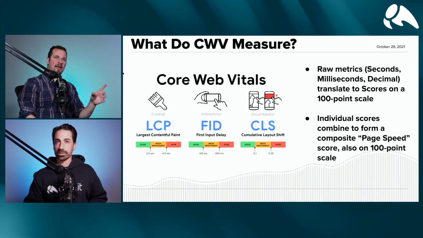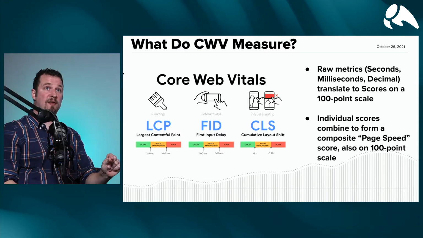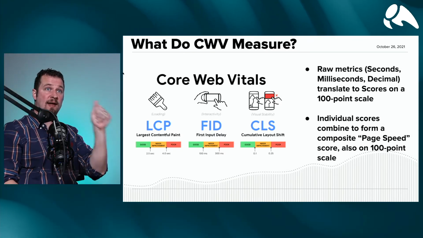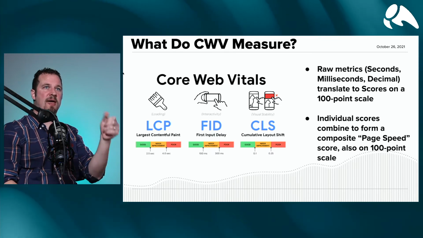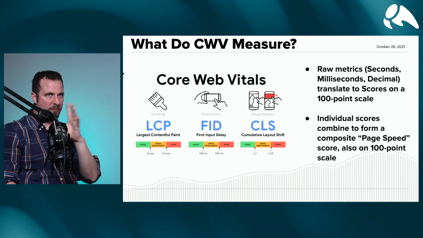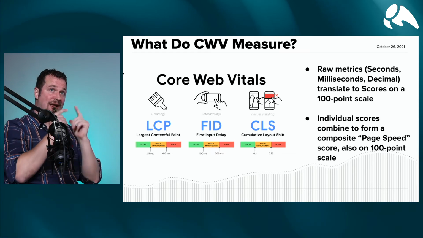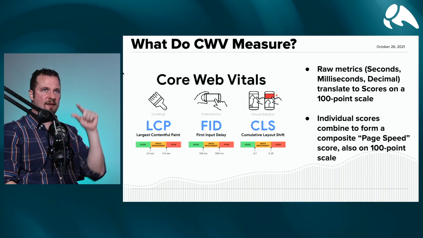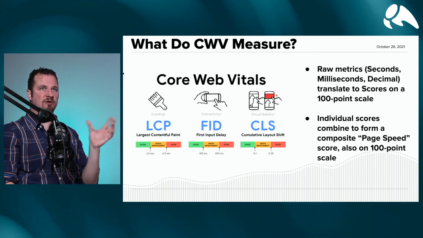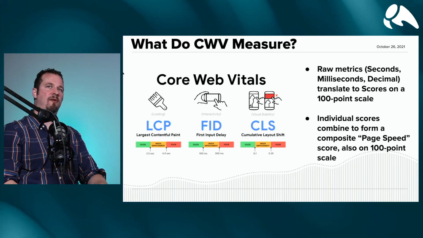These raw metrics are very specific benchmarks that are tangible, right? You can literally time them with a stopwatch. For the LCP and the first input delay, which has a faster time frame, they're still measured in time. And then the CLS is just a decimal or ratio percentage of how much it skipped on a pixel by pixel basis.